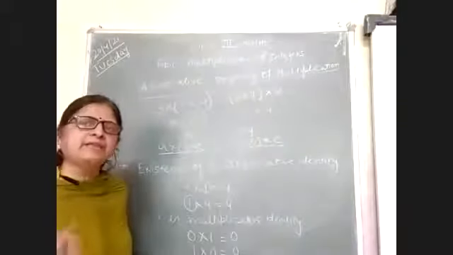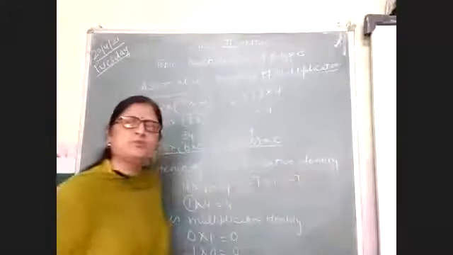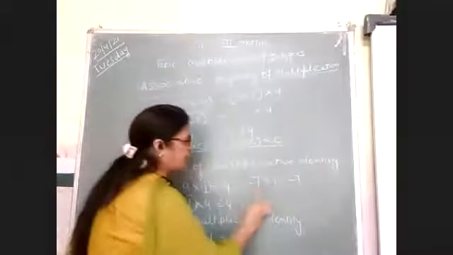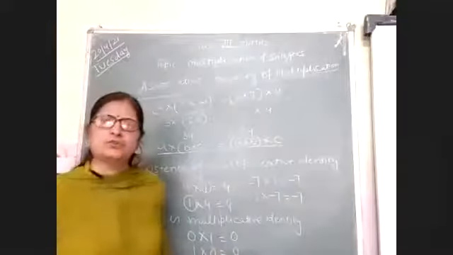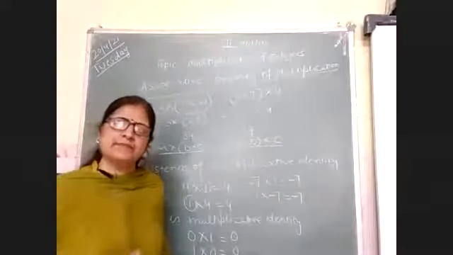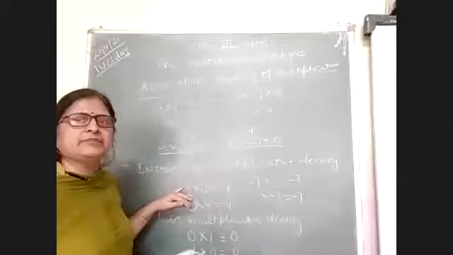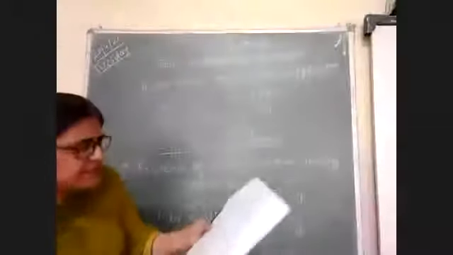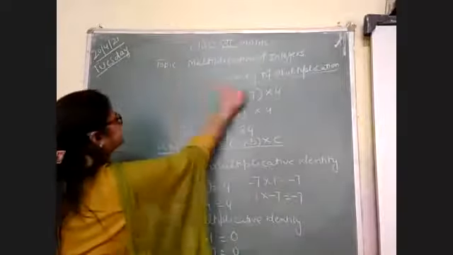Any number you can take. For example, I will take -7. -7 multiplied by 1, it is also equal to -7. Or 1 multiplied by -7, this is also equal to -7. These are the identities of multiplication. These are the properties of multiplication of integers.